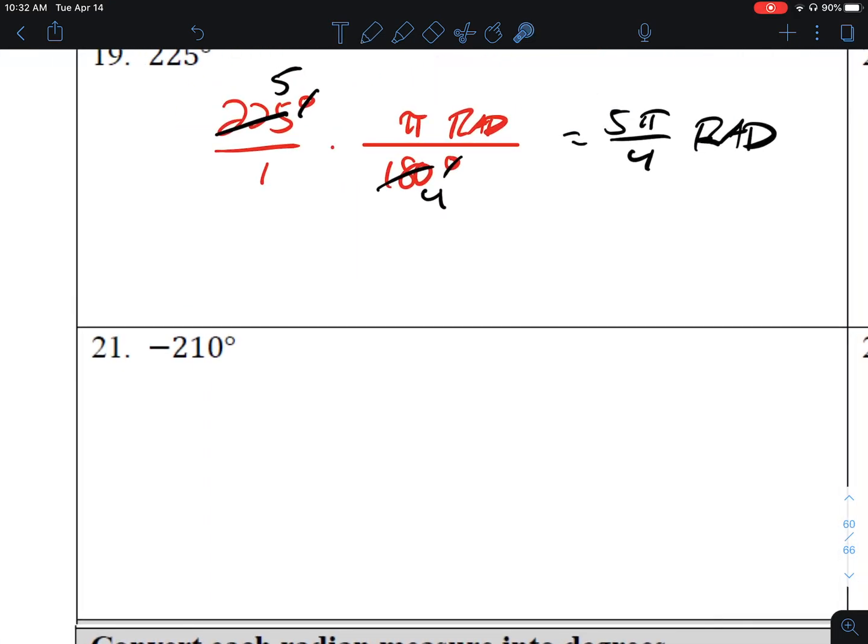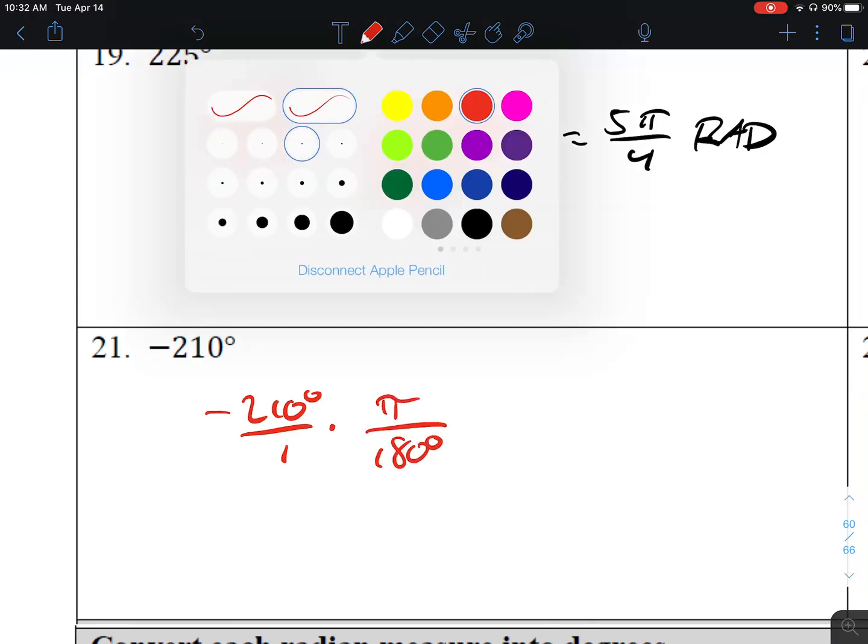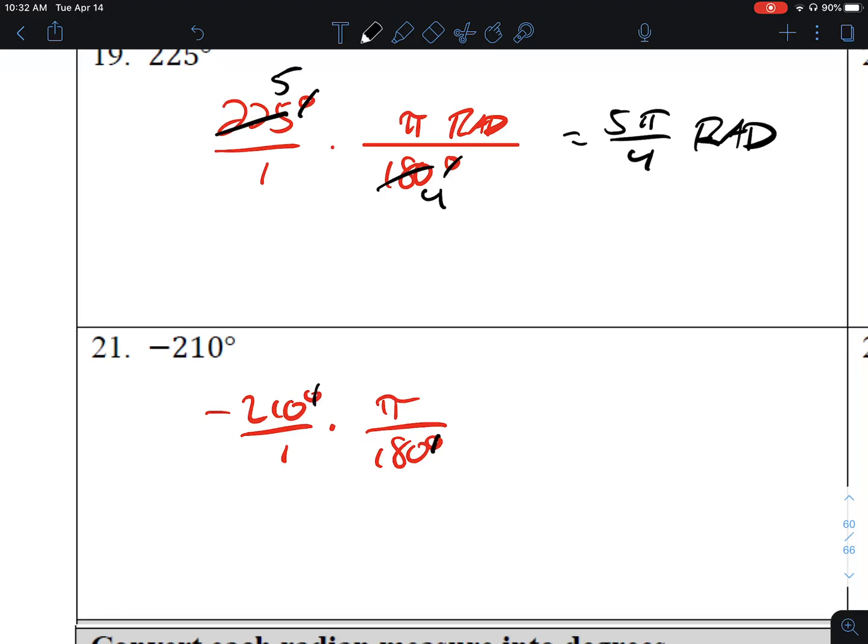Number 21, note this is a negative angle, so our answer should be negative as well. So negative 210 degrees times pi over 180 degrees. The degrees cancel. We can divide both negative 210 and 180 by 30. 30 goes into negative 210 negative 7 times, goes into 180 6 times. That's going to make this negative 7 pi over 6.